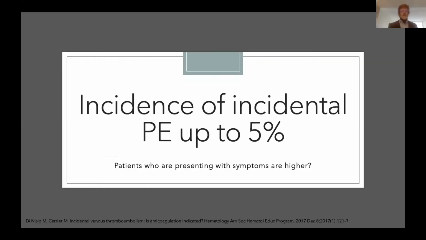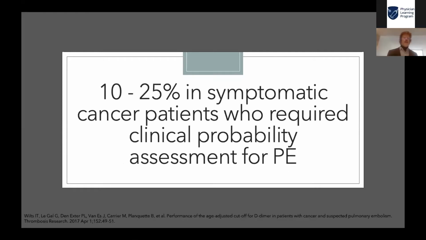And when we look at patients in an outpatient setting who are getting CT chest abdo-pelvises for staging, up to 5% of them will have an incidental PE, which I thought was interesting. And so the question, I guess, is for patients who are presenting with symptoms, is that higher? And obviously the answer is yes. And so 10 to 25% of symptomatic patients who have symptoms suggestive of PE and require a clinical assessment will end up ultimately having a PE.